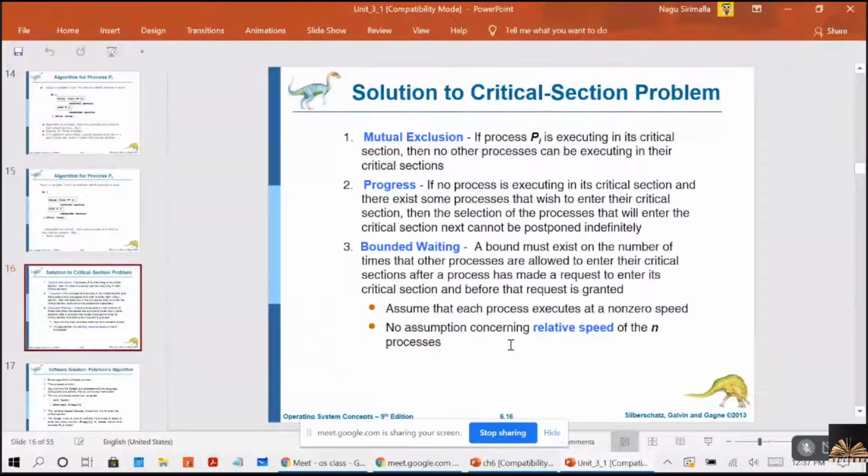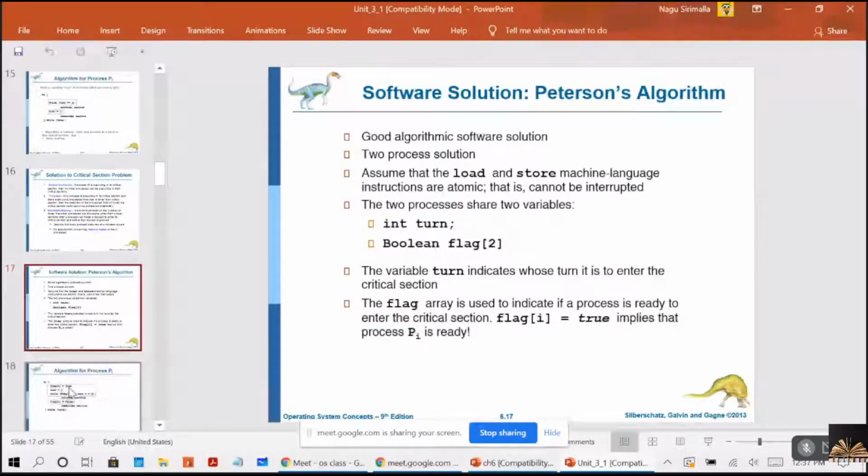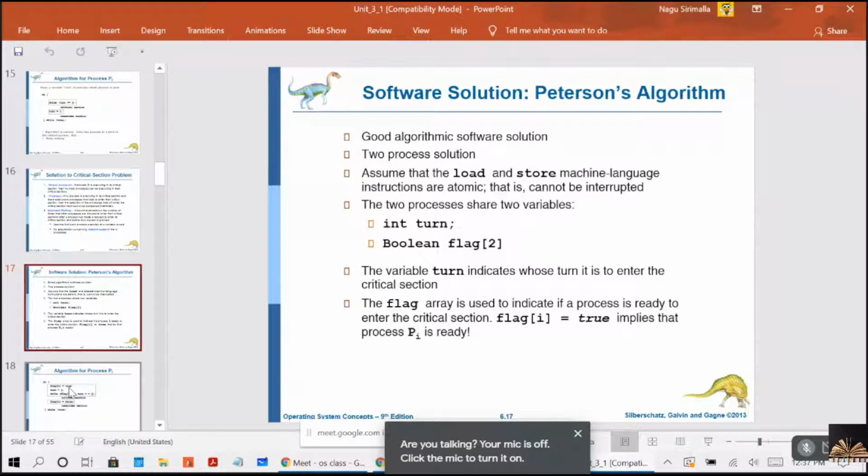Concerning relative speed of n processes. So this point you need now. Coming to this, you have a solution for this problem. As I told you, that is called Peterson solution. Now we will be discussing the Peterson solution for the critical section problem, right?